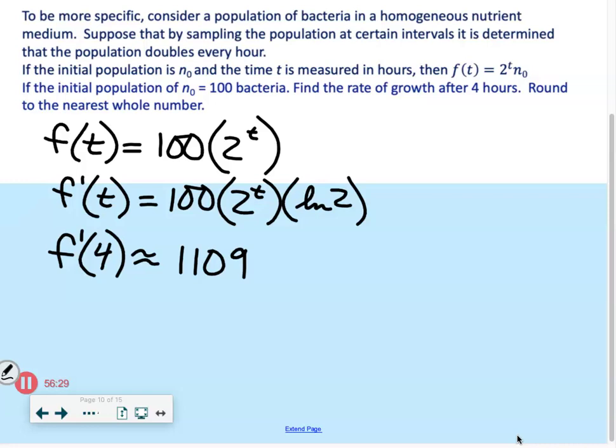Do you know the units? Bacteria per hour. There's always a per when you have a derivative. It's a rate, right? This is bacteria per hour. So what is that saying? That's saying that when t equals 4 hours, the population of bacteria is growing at a rate of 1,109 bacteria per hour. All right.